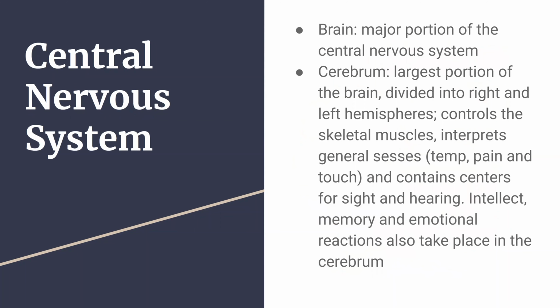Now, the central nervous system also is composed of the brain and the cerebrum. So the brain is the major portion of the central nervous system. The cerebrum is the largest portion of the brain and is divided into right and left hemispheres. And it controls the skeletal muscles.